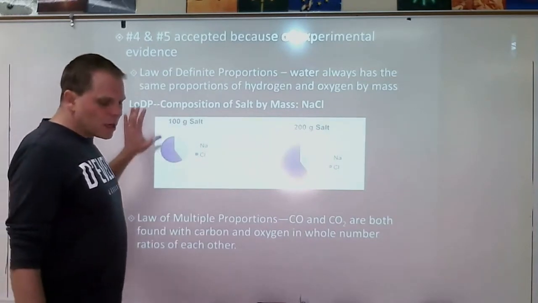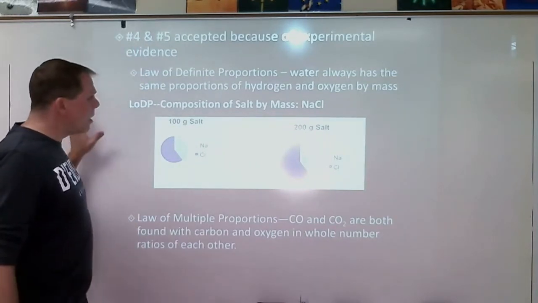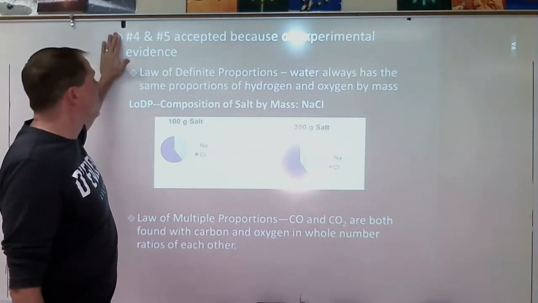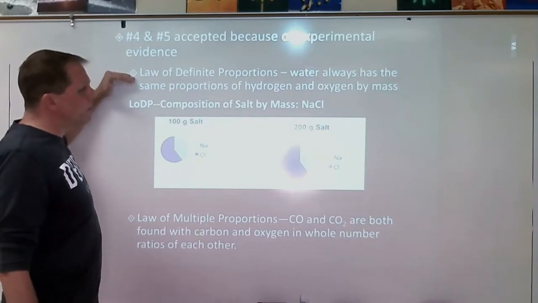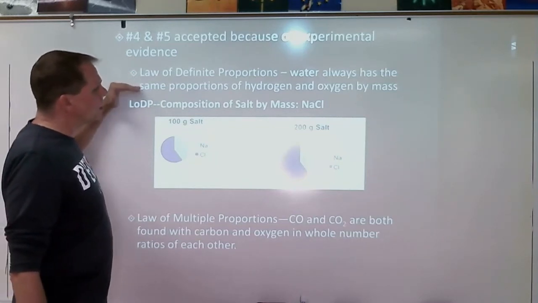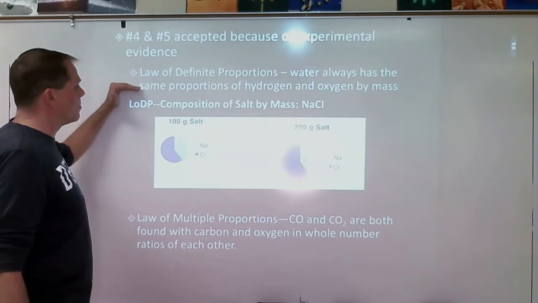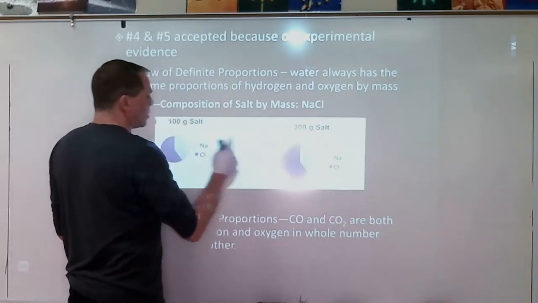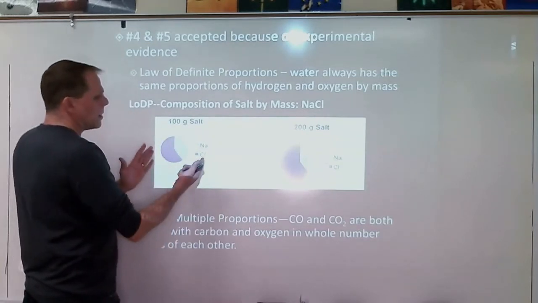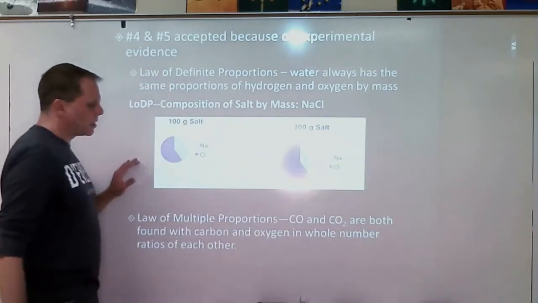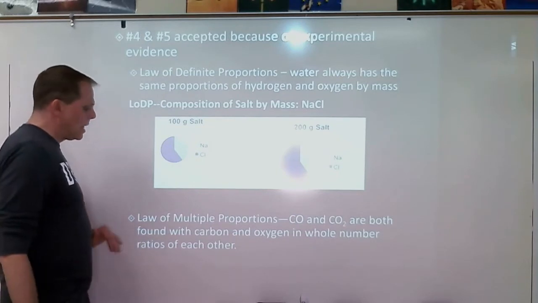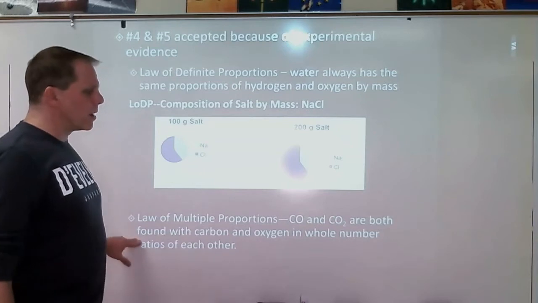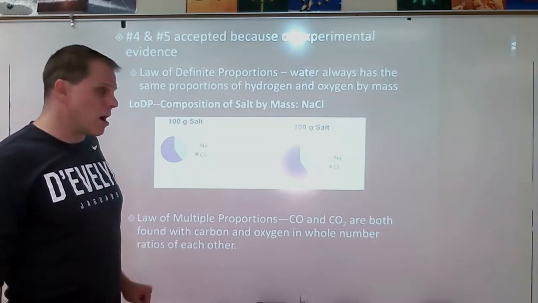Okay, now. Number 4 and number 5, basically all of these are starting to be accepted based upon experimental evidence. But in particular, looking at the law of definite proportions, water always has the same proportions of hydrogen and oxygen by mass, okay? And you can see an example here of salt. No matter if I have 200 grams of salt or 100 grams of salt, I'm going to have the same ratio, the same percentage of sodium to chlorine. And law of multiple proportions, already talked about that, that you'd have similar ratios of these carbons and oxygens.